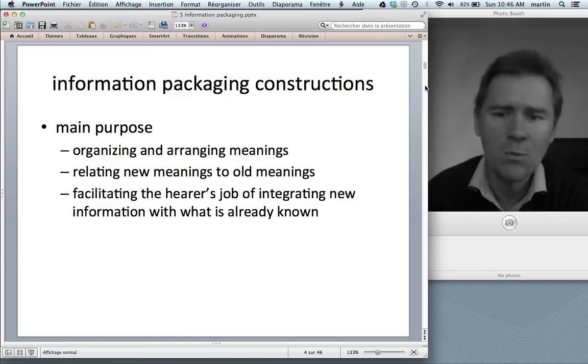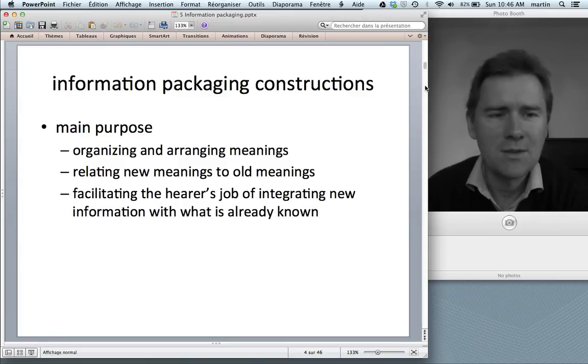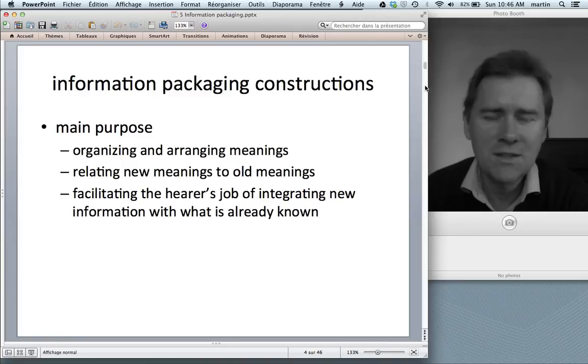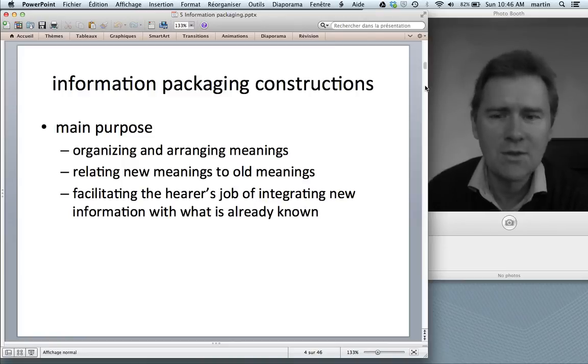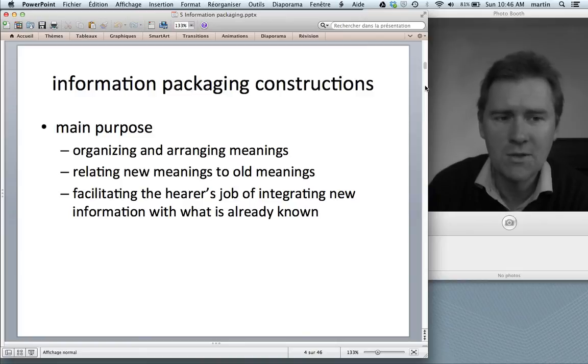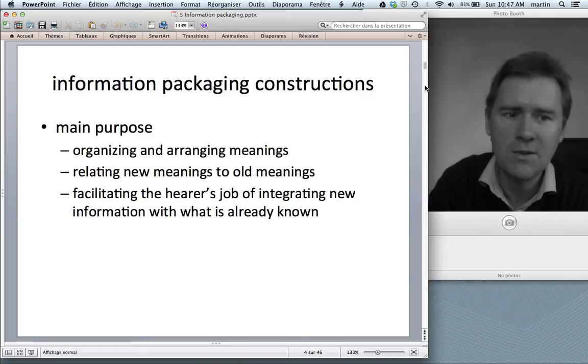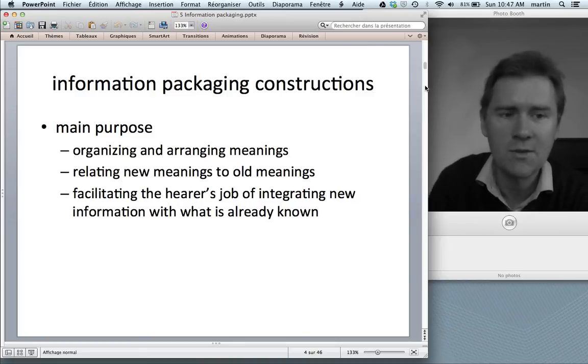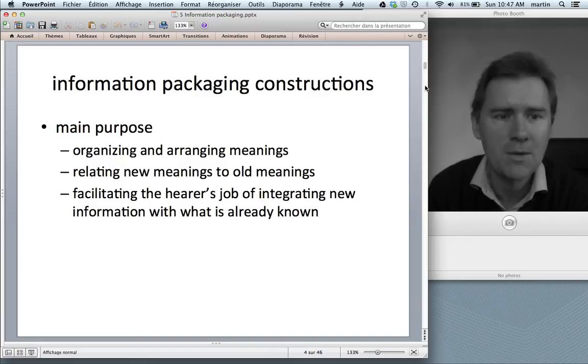Why would you do that? Well, relating new meanings to old meanings is important because it facilitates communication and facilitates the hearer's job of integrating new information with what is already known, because the constructions signal, okay, here comes a piece of information that you already know, here comes a new piece of information, so make sure you pay attention. That's what information packaging constructions do.